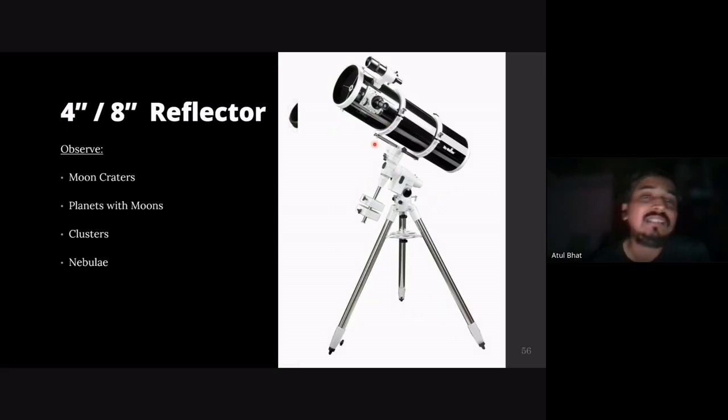And these reflectors will allow you to look at the craters on the moon and also planets and their different moons, and also various star clusters and nebulae, the Orion Nebula and so forth. The higher the aperture here, the higher the inch in the telescope name, the better.